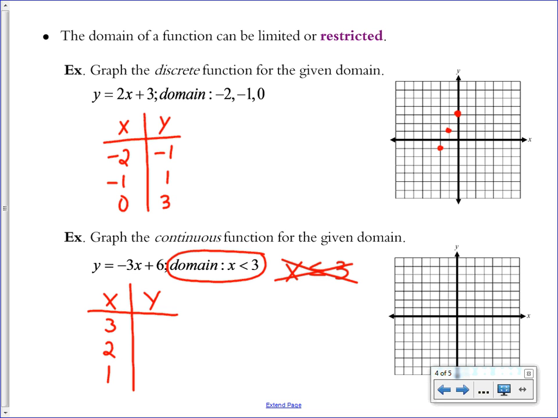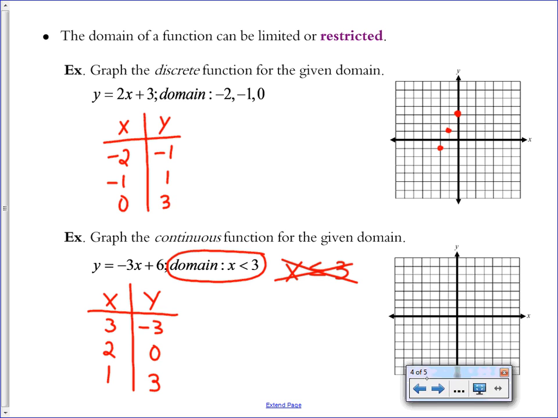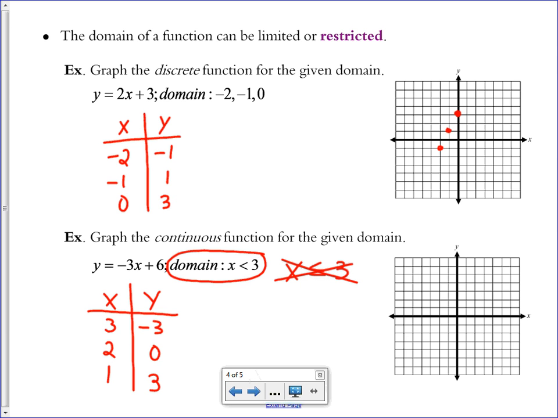Plug those into the function. We're going to get -3 as our first output, 0 as our next output, and 3 as our other output. And when I go over to the graph, I'm going to do something interesting with that first point. Because I am not supposed to include the 3, when I find the point that's located at 3, I'm going to put an open circle there to show that I'm beginning from there, but not including that point. And then the other points, 2, 0, and 1, 3, can be solid points.